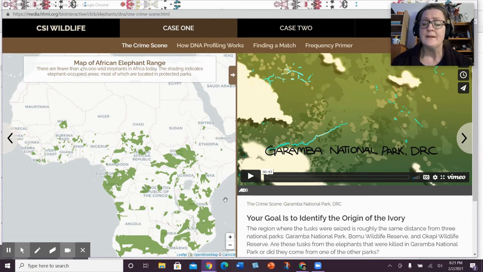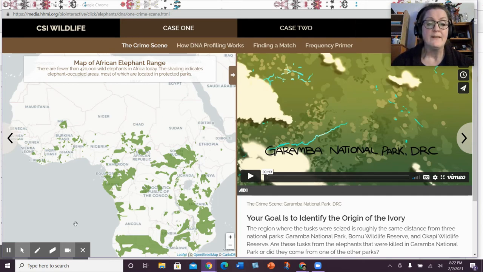So by using forensic evidence to find out exactly where these elephant tusks came from, it allows our higher ups, our political people, our police enforcement to target where we need to send our people. We can't send them everywhere, they'd be spread too thin. But if we know exactly where these tusks are coming from, we can focus in on those areas and stop the poaching in those areas.